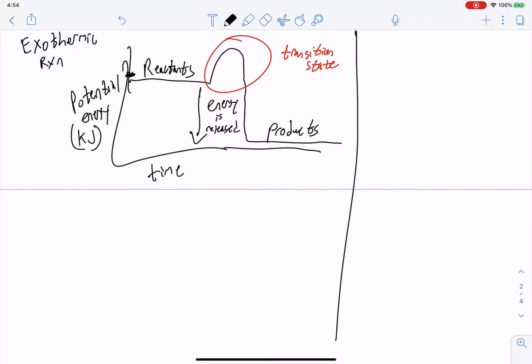You can probably guess if we do an endothermic one real quick. We still have our potential energy.